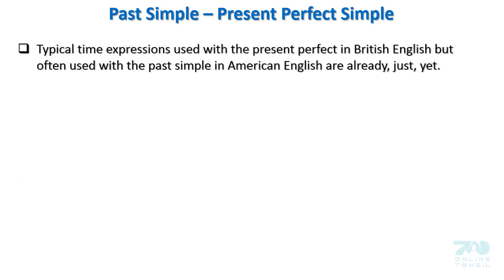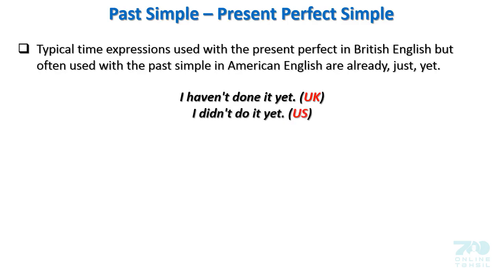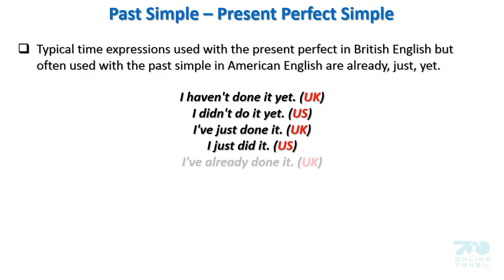Typical time expressions used with the present perfect in British English, but often used with the past simple in American English, are already, just, yet. I haven't done it yet, UK. I didn't do it yet, US. I have just done it, UK. I just did it, US. I have already done it, UK. I already did it, US.